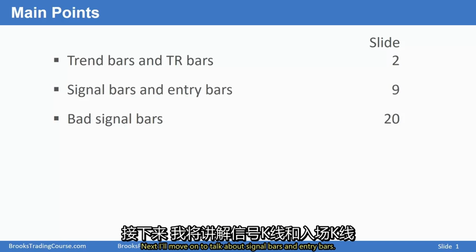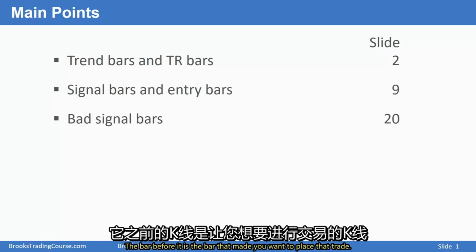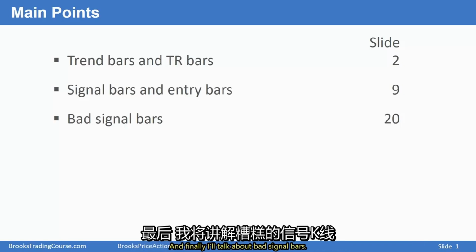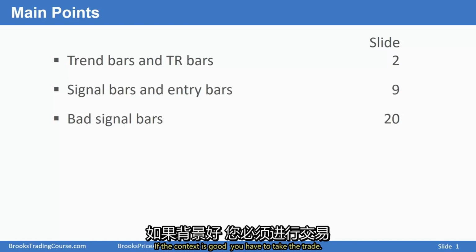Next, I'll move on to talk about signal bars and entry bars. An entry bar is the bar when you placed a trade. The bar before it is the bar that made you want to place that trade. It's the signal bar. It signaled the trade. And finally, I'll talk about bad signal bars. Sometimes the context is very good for a trade, but the signal bar does not look very good. If the context is good, you have to take the trade.